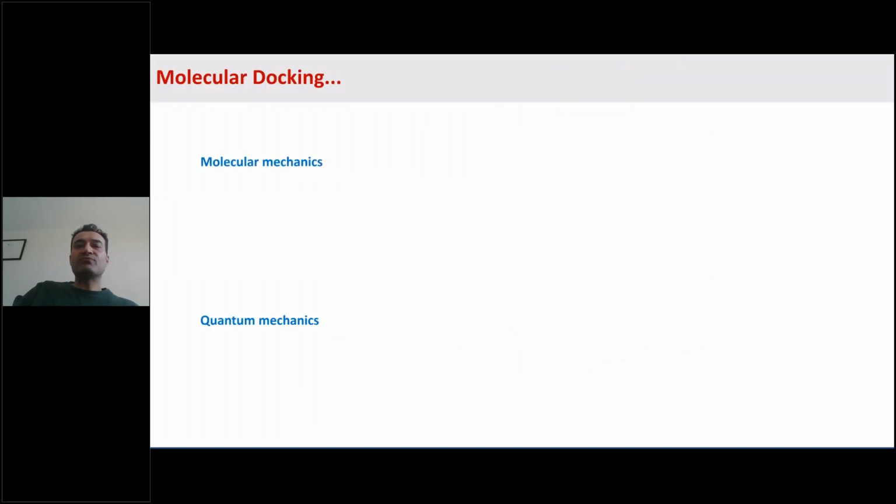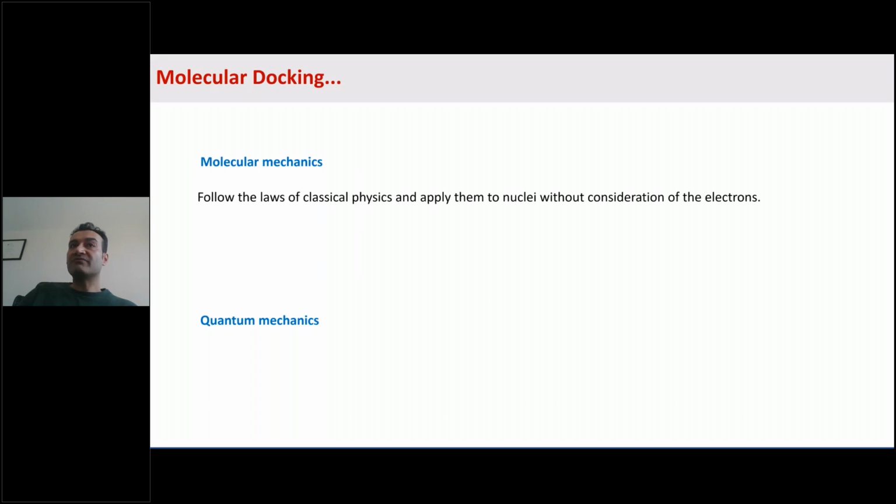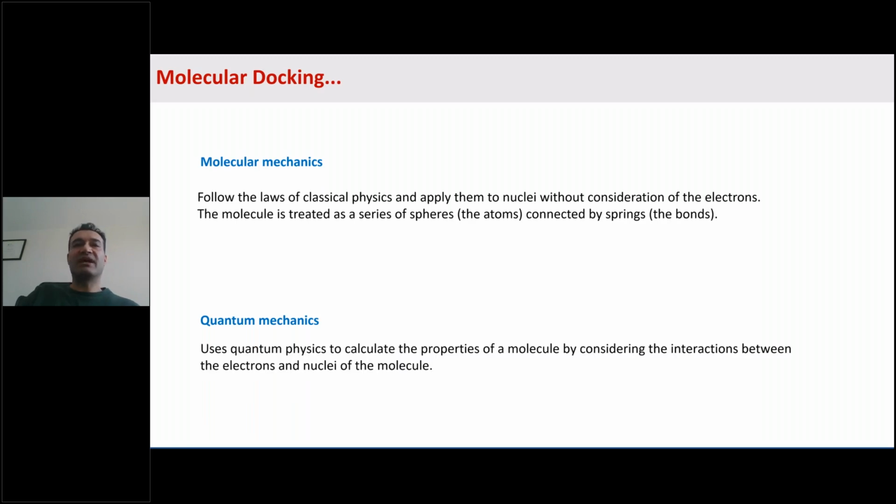Molecular mechanics and quantum mechanics can be used here. Molecular mechanics follows the simple laws of classical physics. It ignores the electron interactions, and the molecule is treated as spheres connected by springs. But quantum mechanics considers the interactions of the electrons too. For simple molecules, it makes sense to use quantum mechanics, but for larger molecules like proteins that contain thousands, tens of thousands of atoms, like 30,000, 50,000, you can ignore the interaction of the electrons.